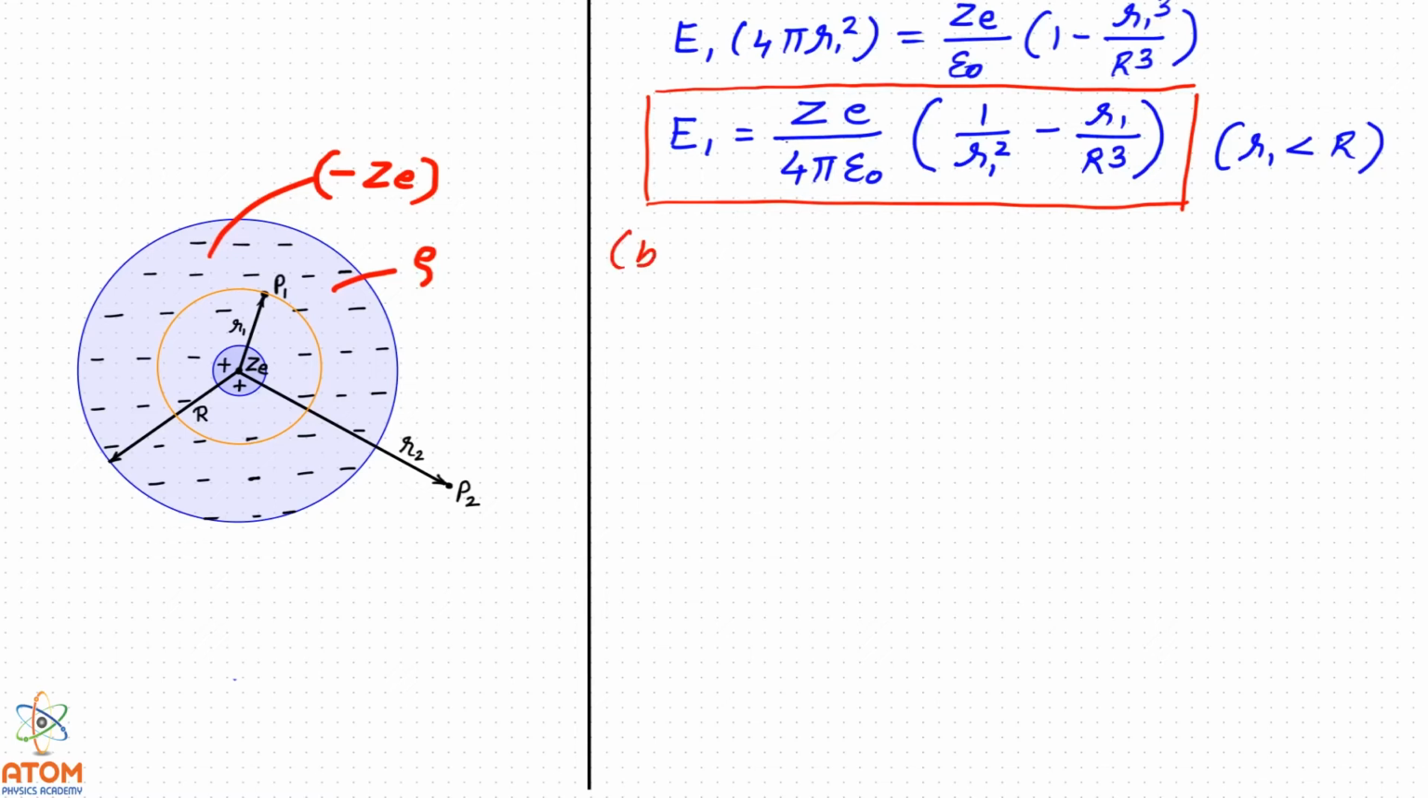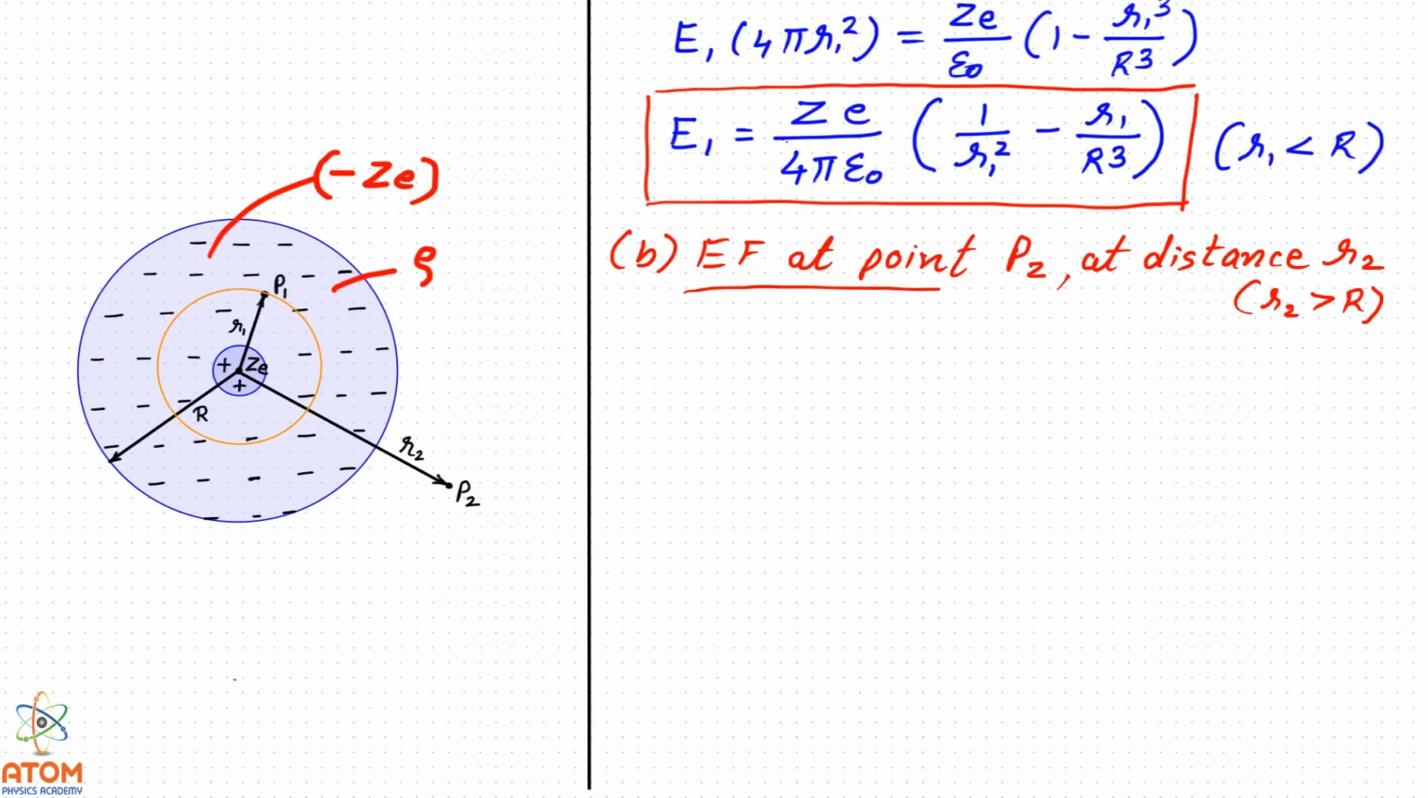Now let's find electric field at point P2 at distance R2, where R2 is greater than capital R. That means this point is outside the atom. You can see here it is shown, this is the point P2.